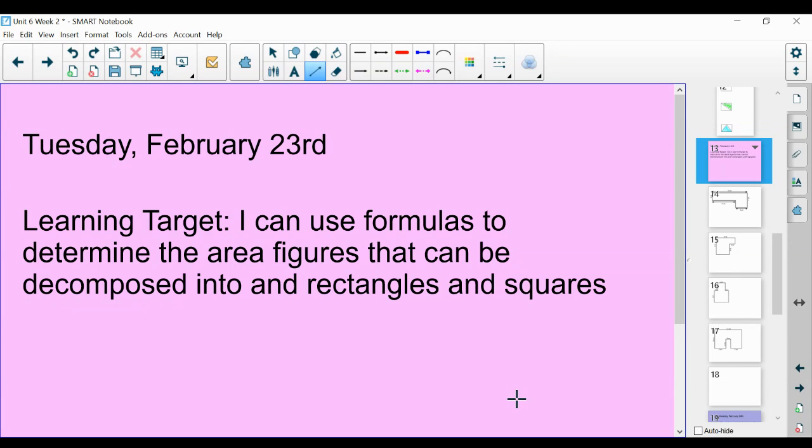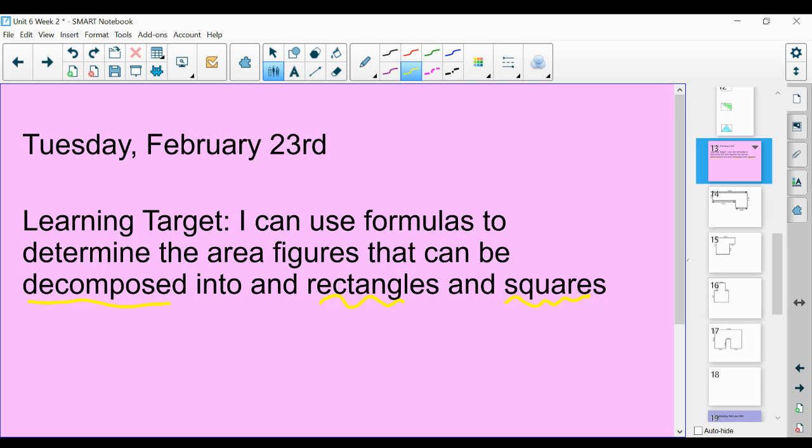Okay, here's our learning target for today. I can use formulas to determine the area of figures that can be decomposed into rectangles and squares. So this part of our learning target we worked on last week, finding the area of rectangles and squares. And this word right here, decompose, just means to break apart or pull something into its pieces, kind of separate.